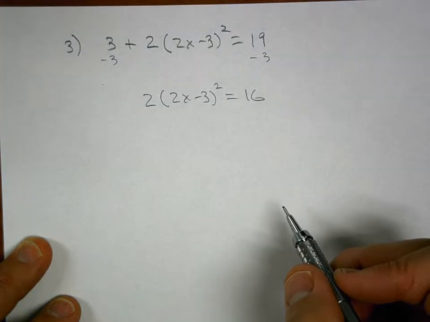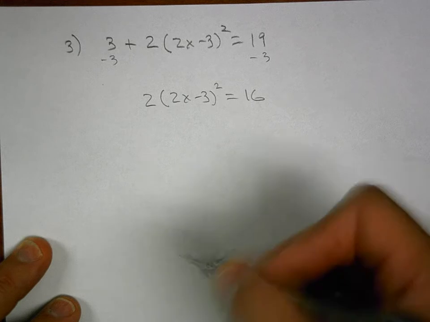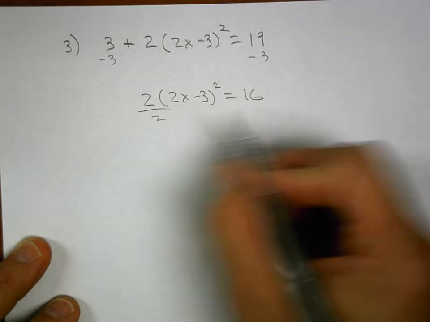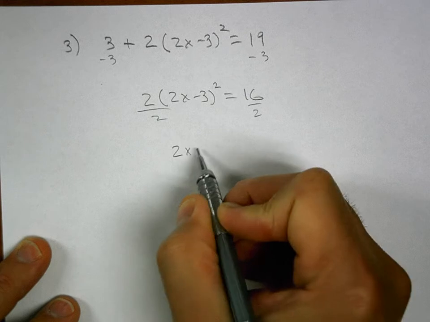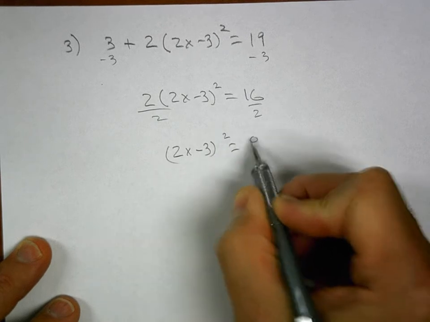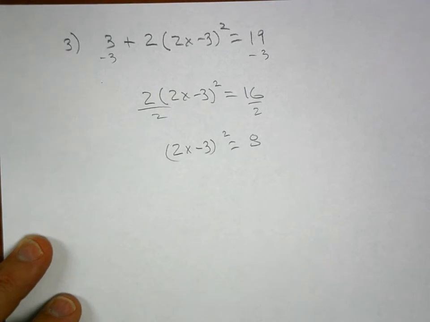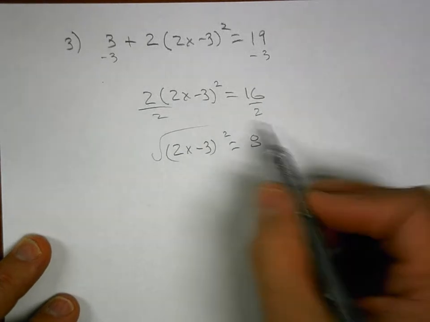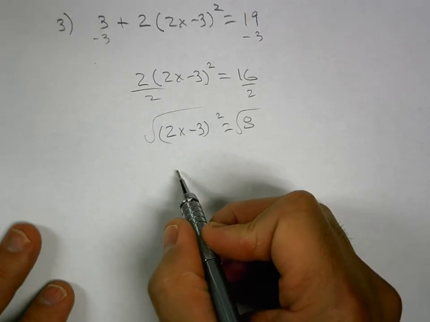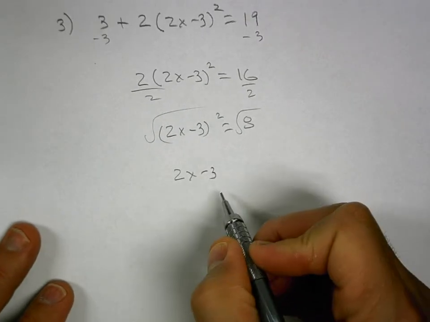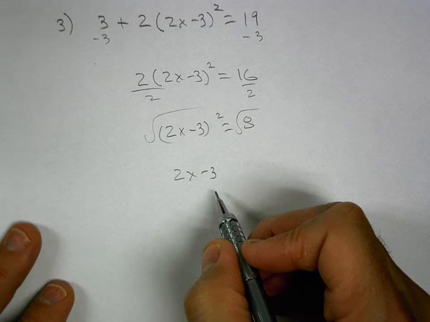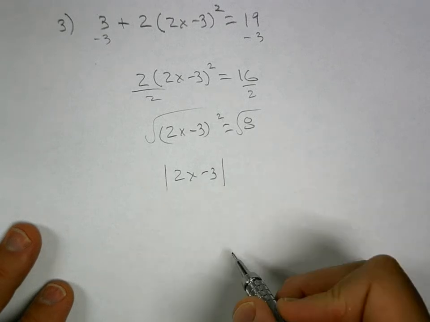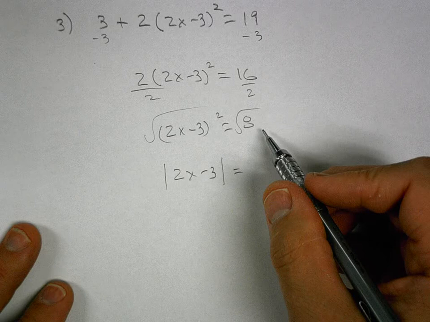Yes, divide by 2, divide by 2. So 2x minus 3 squared is equal to 8. A lot of algebra here. Then we do what? Square root it. Okay, we got to kind of free it out of that square, so we square root. Square root this side, square root this side. Okay, this leaves 2x minus 3. That's squared. We want to ensure that that's positive, so we put absolute values. Equals, okay, square root of 8.